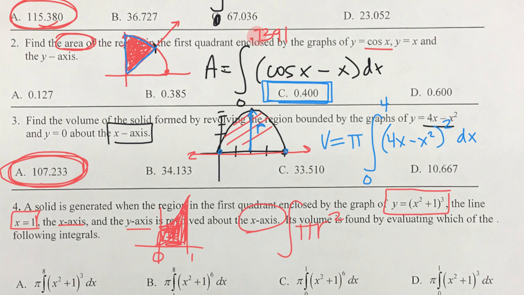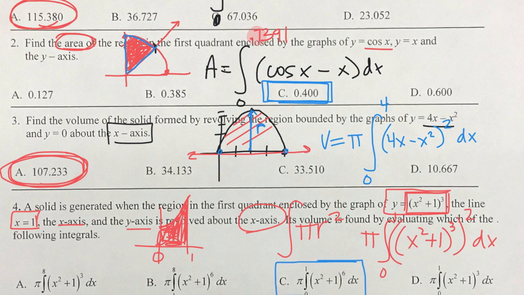Okay, so that means I have pi on the outside from 0 to 1 of x squared plus 1 cubed quantity squared, right? So the radius comes from your function, dx. So what happens when I square a cube? I get a 6, which looks like C will be the right answer. It has the right bounds, it has pi on the outside, and it has x to the 3rd quantity squared.